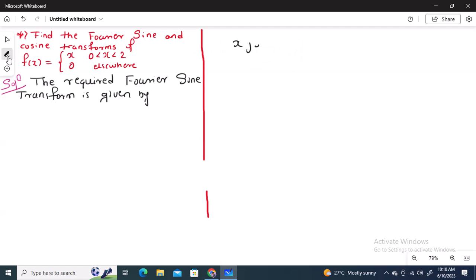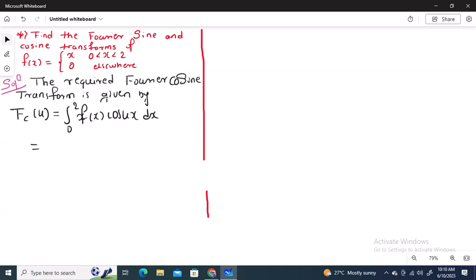Fourier cosine transform. You can see here the required Fourier sine I have written. Instead of sine, I'll just write cosine transform, which is given by the formula. Fourier sine transform is denoted by Fs of u. Fourier cosine transform is denoted by Fc of u. So Fc of u is what? Integral 0 to 2, first you write f of x into cos ux dx.